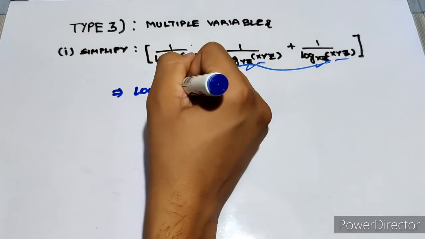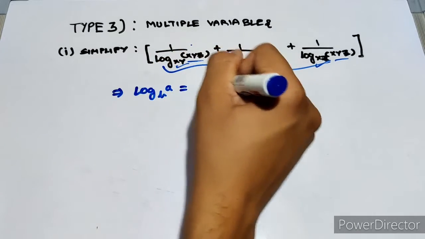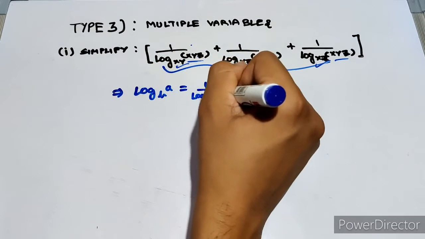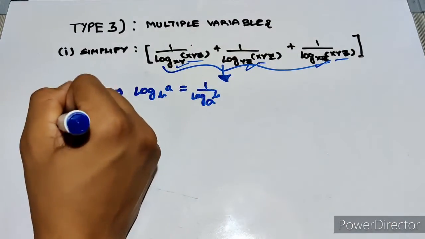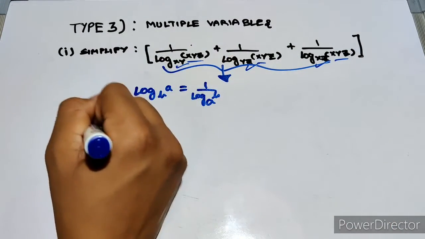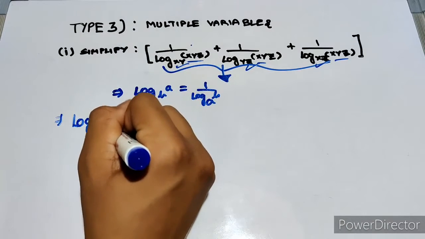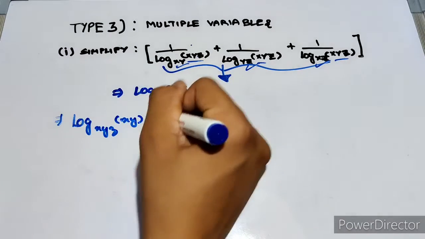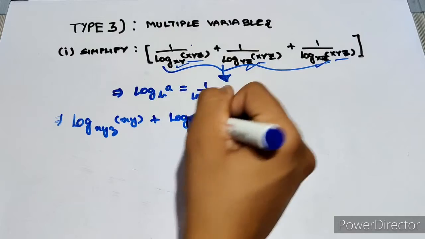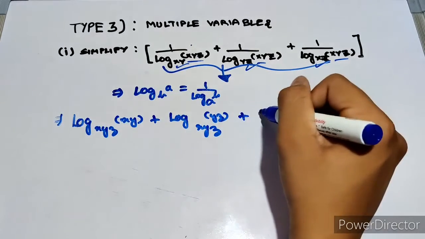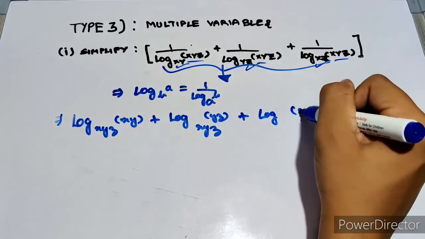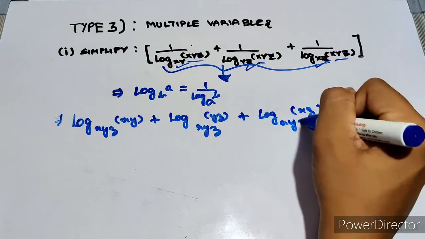of property, log a base b can be written as 1 upon log b base a. So when we reciprocate it all, it will become log of xy to the base xyz. Similarly, log of yz to the base xyz plus log of xz to the base xyz.